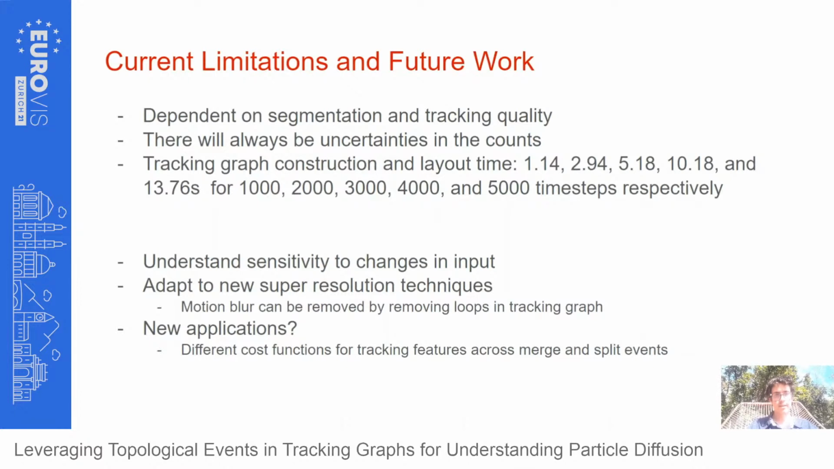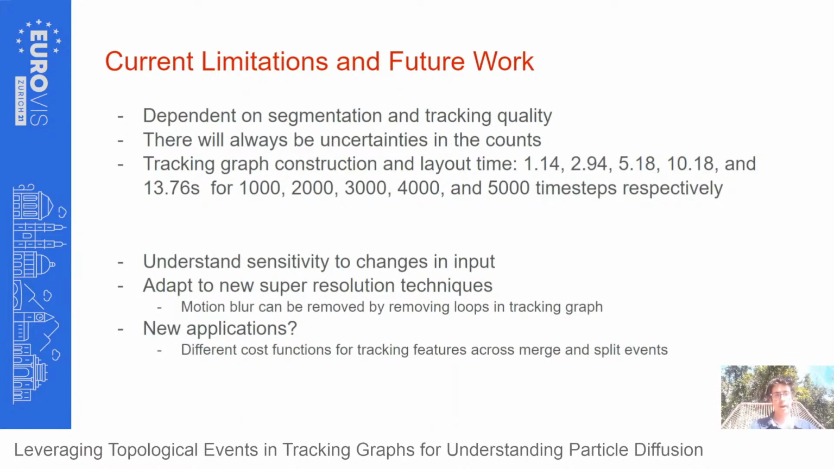Despite the success of demonstrating the link between diffusion and clustering, it is important to be cognizant of potential shortfalls. First, our approach is heavily dependent on the quality of both the segmentation and tracking graph construction, and thus failures in either step can skew the results. Also, there will always be uncertainties in the count due to the dark population of unlabeled proteins. One future direction of this work is to better understand the sensitivity to changes in pre-processing, in particular the impact of noise in the segmentation step.